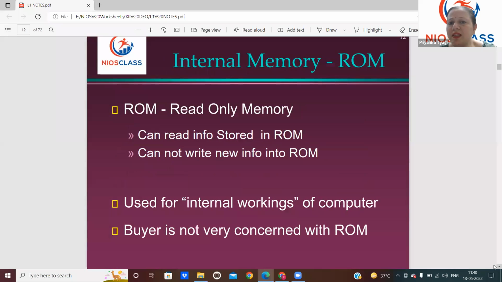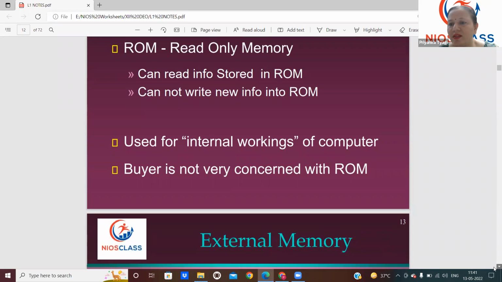Okay. Now next is your internal memory. Internal memory, this is also part of primary memory. What is ROM? It stands for read-only memory, right? As per its name, it can read info stored in the ROM, but cannot write new info into the ROM. Yes, the nature of the ROM is fixed. Okay, it can never be changed, right? It is used for the internal working execution of the computer. I'll give you an example. When we start our computer, at that time, apart from BIOS, ROM is also used, right? And when we are going to purchase a new computer, ROM is not a point of concern, right?